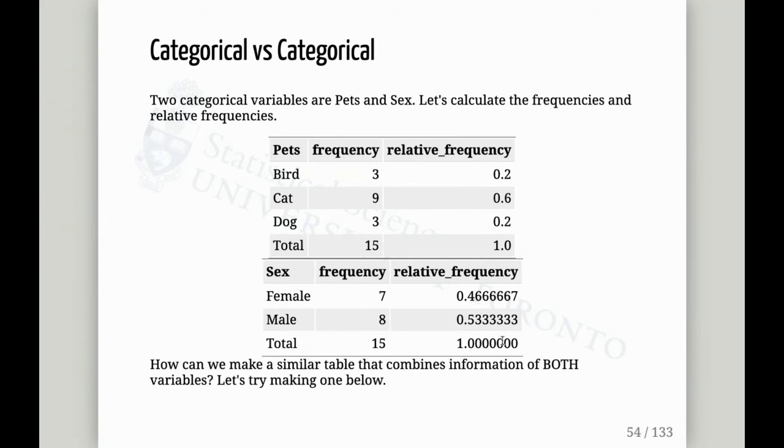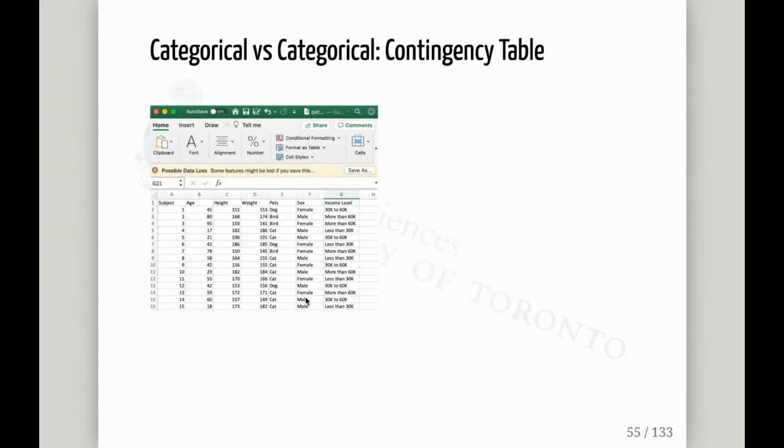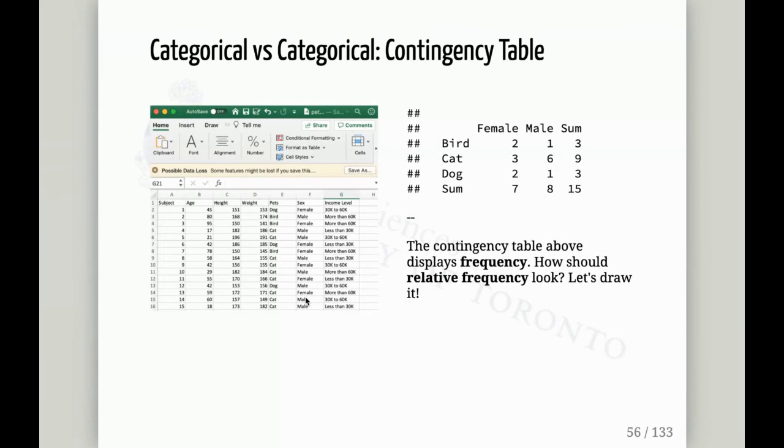Okay. How can we make a similar table that combines information of both variables? I don't want to just look at them individually now. I want to compare them. What can I do? I can build a contingency table. This is a contingency table. It's basically the same as before, except now we have rows and we have columns.